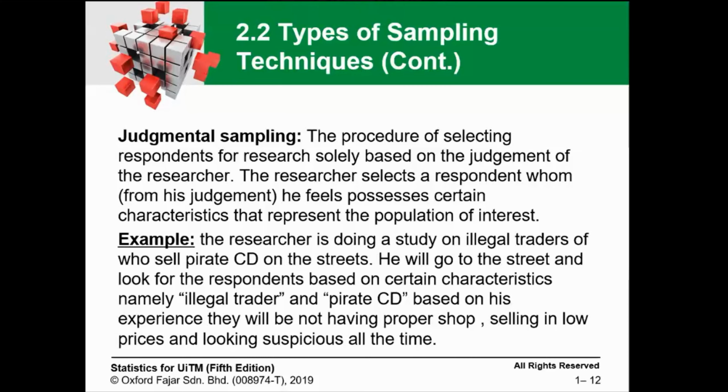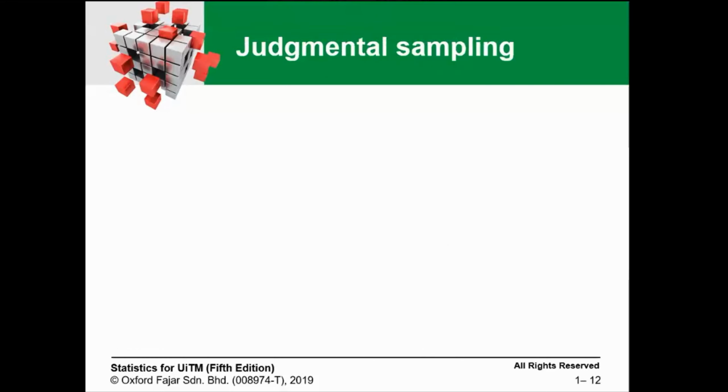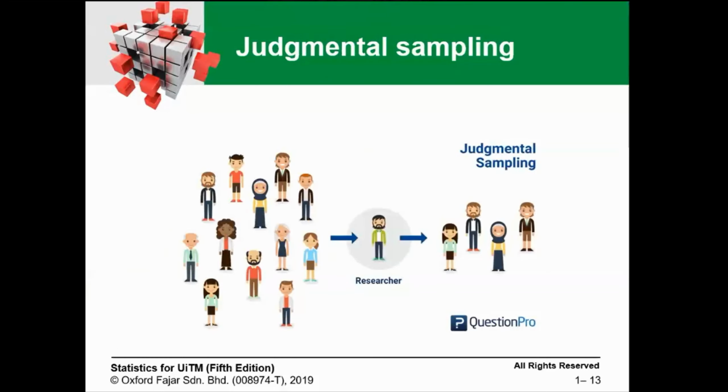So the judgmental sampling relies a lot on the judgment of the researcher himself, and he will be the decision maker to decide whether this person is really representing the population or not. This photo is representing the judgmental sampling.